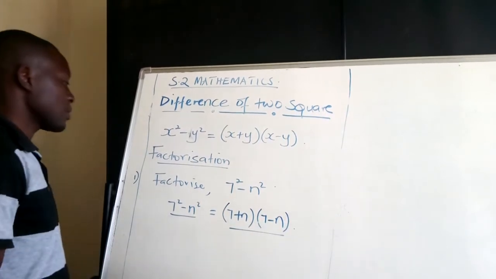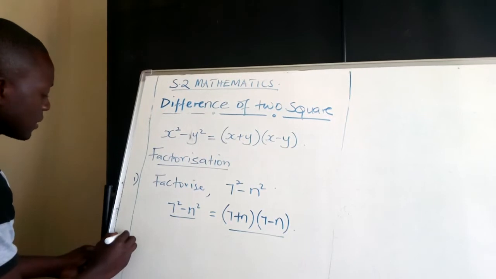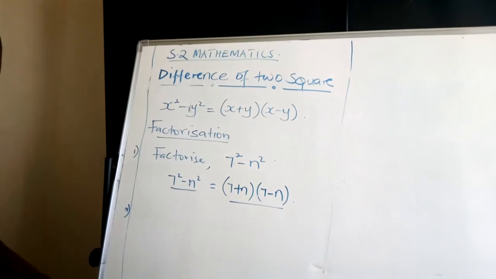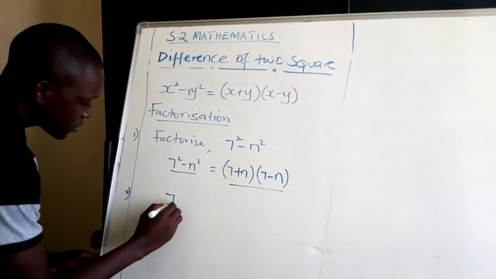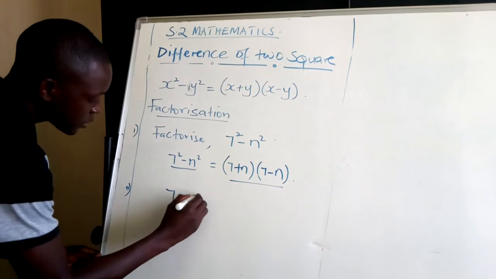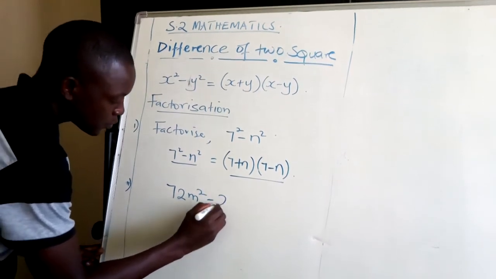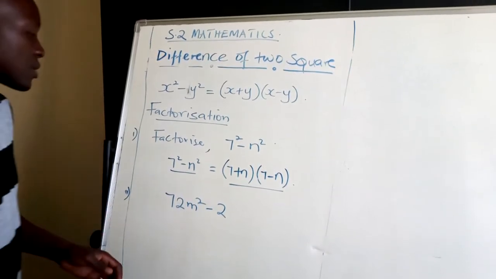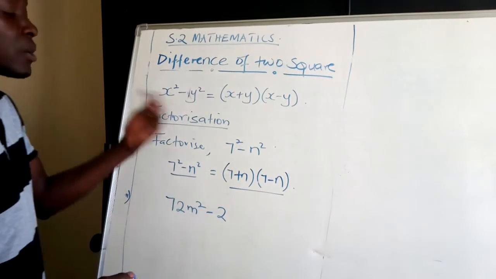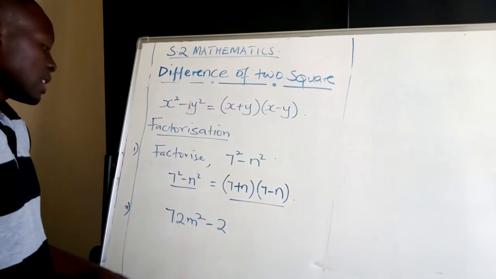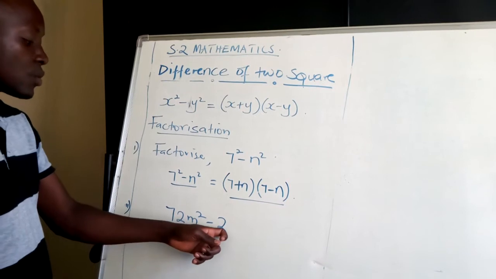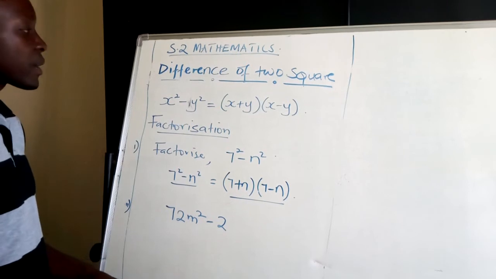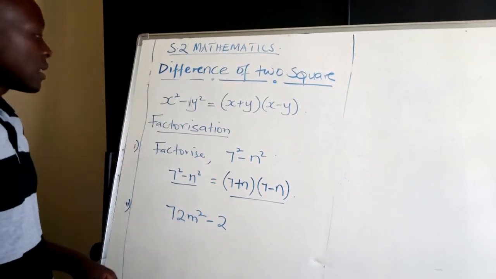That's the first scenario. Say we have the second one, and the question says factorize 72m squared minus 2. Obviously here, it looks a little bit confusing to a student, but you always need to remember the basics of factorizing. Here there is 72, here there is 2. This 2 is not squared, this 72 is not squared, so it seems more like we can't apply the identity.